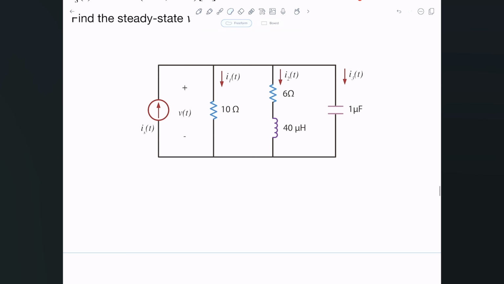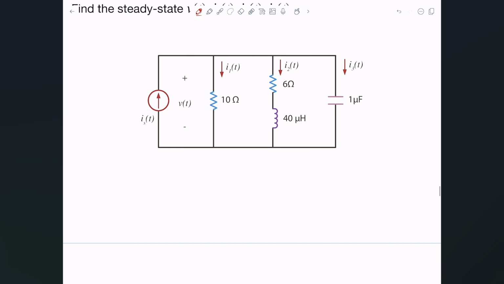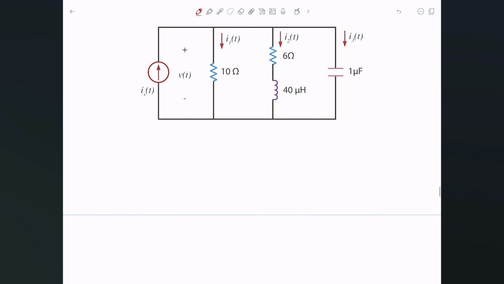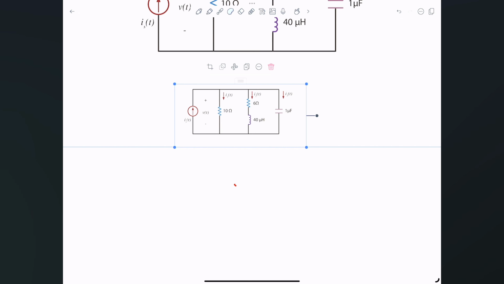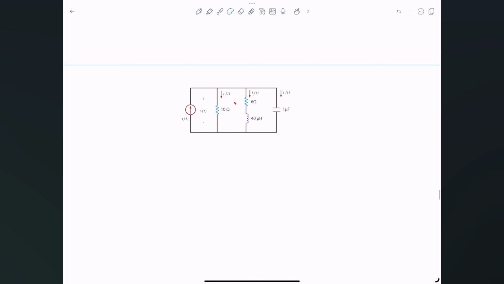So the first thing we need to do is take this here and copy it just in case we need it, and I'll convert it to the phasor domain. So how do we convert it to the phasor domain? Well, here's what we do. I'll do this here as an image, and we'll convert it to the phasor domain.